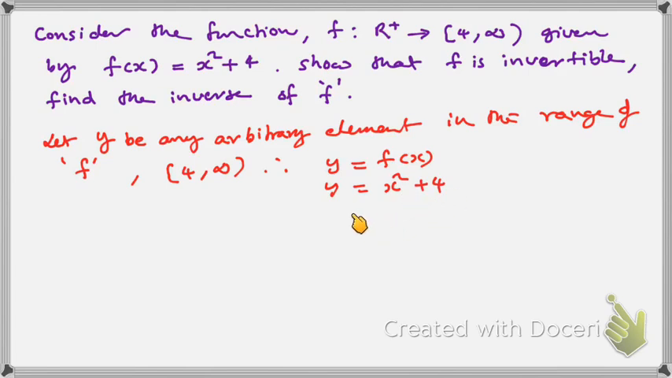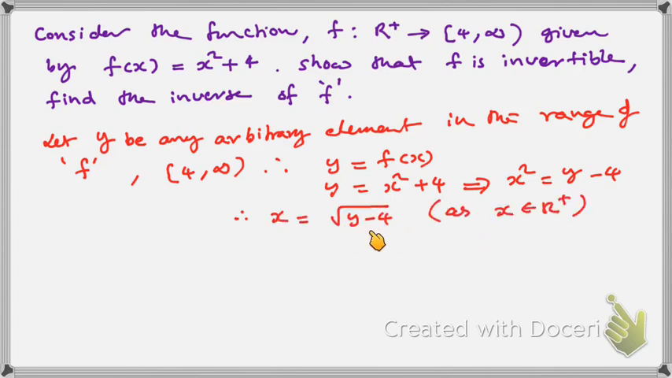So I'm trying to find a reverse function which will undo what the function has done, which will bring all the y values back to x. That means I need to solve for x. Is it possible for me to solve for x easily? Oh yeah, I can just shift 4 to the other side and take square root, so I do that. So I'll say x square is equal to y minus 4. Therefore, x is equal to root of y minus 4.